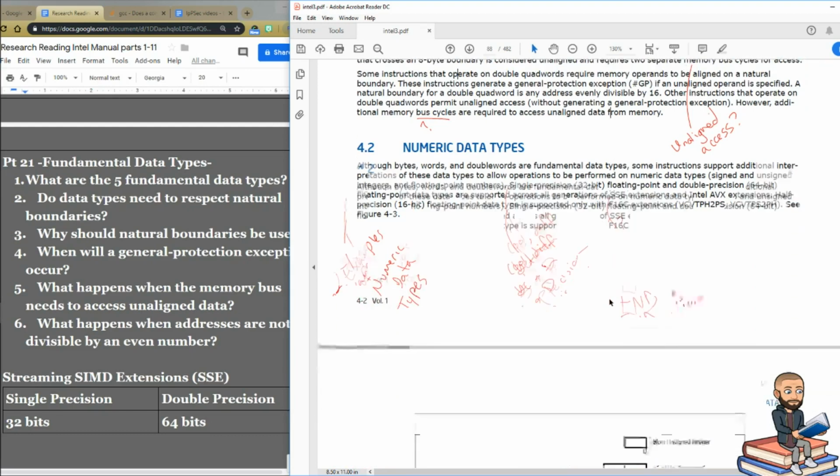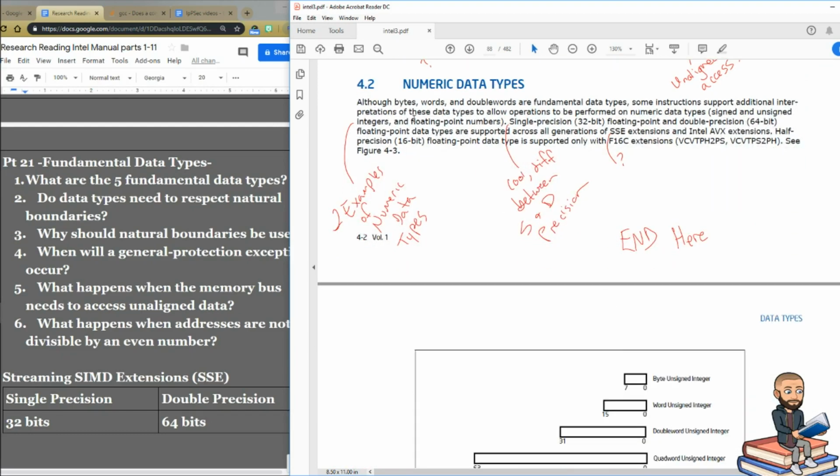Alright, and to finish today's video, let's go ahead and read quickly about numeric data types. Although bytes, words, and quad words are fundamental data types, some instructions support additional interpretations of these data types to allow operations to be performed on numeric data types. That is to say, signed and unsigned and floating point numbers. When you have single precision floating point numbers, that means you have 32 bits in a single precision floating point. Single precision and double precision data types are supported across all generations of SSE extensions and Intel's AVX extensions.